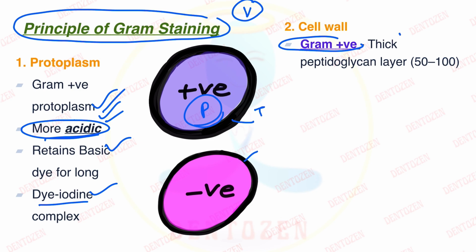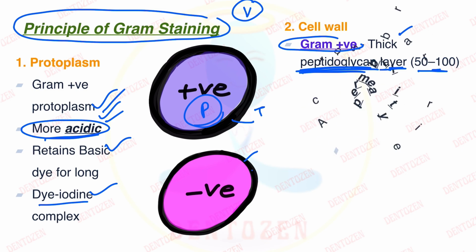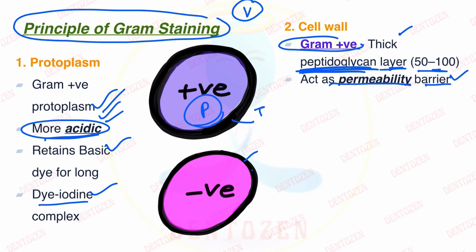So thick peptidoglycan layer, about 50 to 100 layers are there. That is the very important reason that forms a permeability barrier, strong barrier, which does not let the first stain, that is crystal violet, to come out. So they still remain the violet stain and they appear violet.